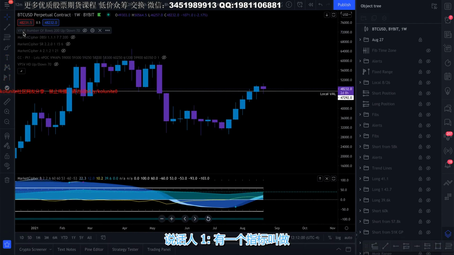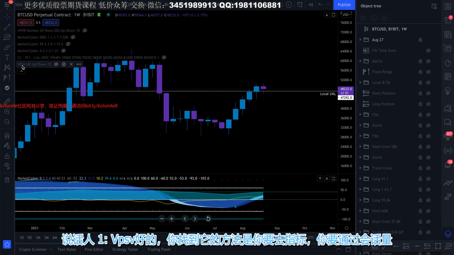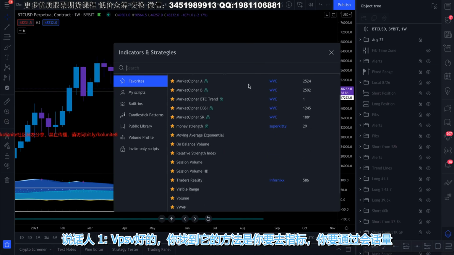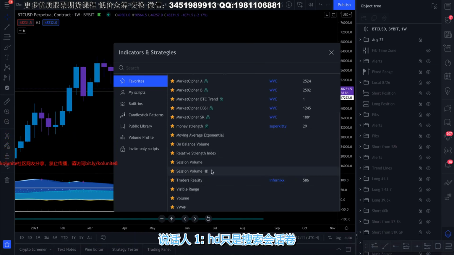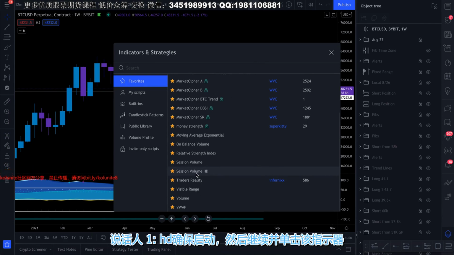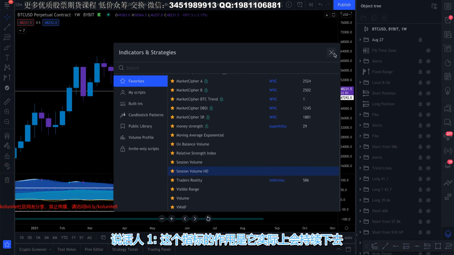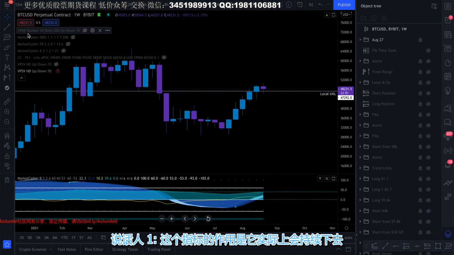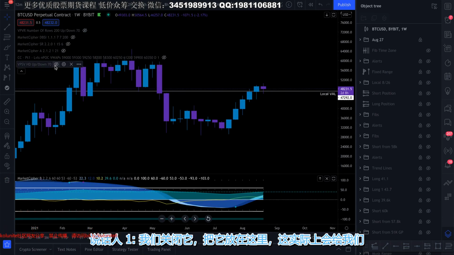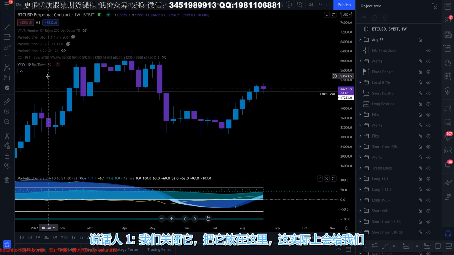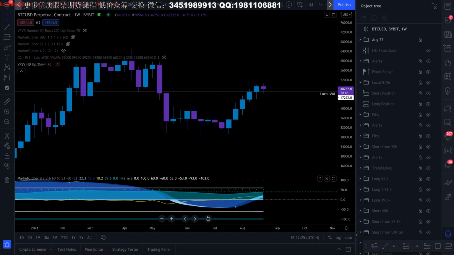There's an indicator called VPSV. The way you're going to find this is you're going to go to indicators and you're going to go to session volume HD. Just search for session volume HD, make sure to start, and then go ahead and click that indicator. And what this indicator does is, hang on, let me close it out and put it on here. This will actually give us a volume profile.